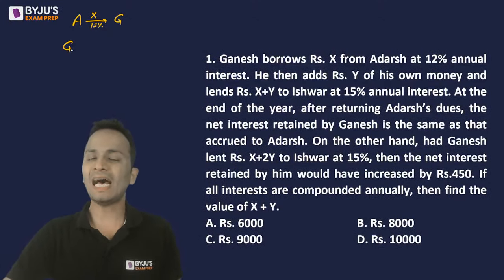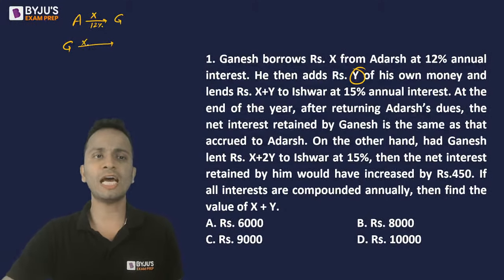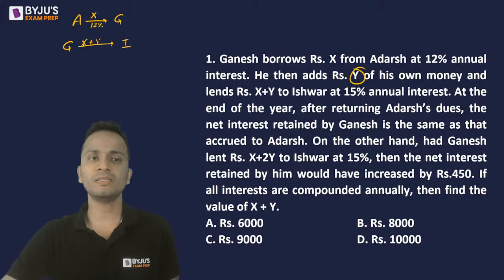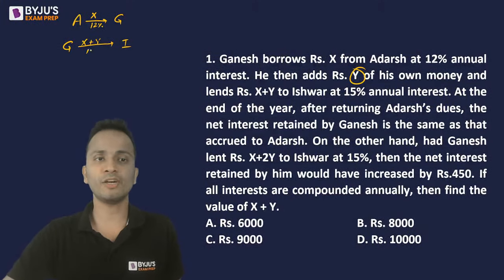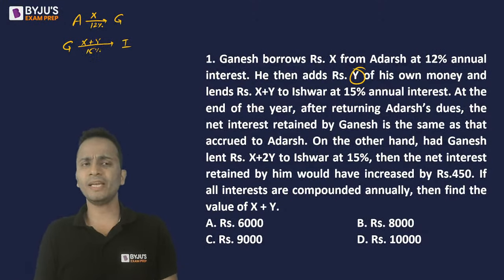Now, Ganesh adds some money by himself, that means rupees Y, as given. So Ganesh adds rupees Y, and then he lends this money, X plus Y, to Ishwar at a rate of 15 percent per annum. Now, what happened at the end of the year? Try to understand this. This is the first scenario that we are talking about.